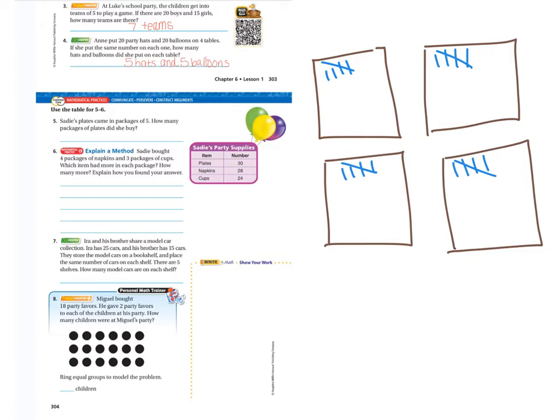Now, because we also have 20 balloons, they're going to look exactly the same as the party hats. So if I needed to, I could partition the same way that I just did with the party hats if I didn't realize that I'm going to have 5 balloons as well. And it would look like that. So that's where I get my answer of 5 hats and 5 balloons.